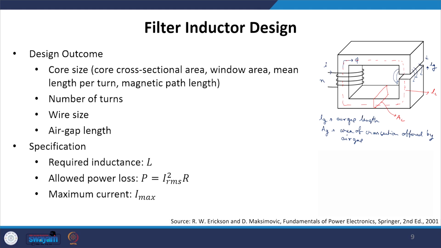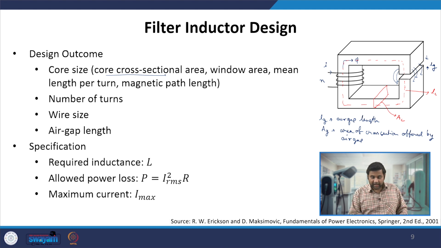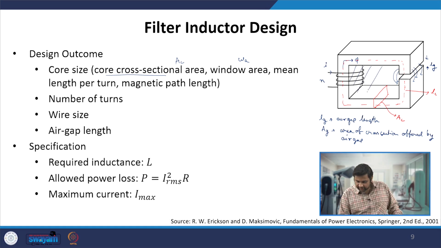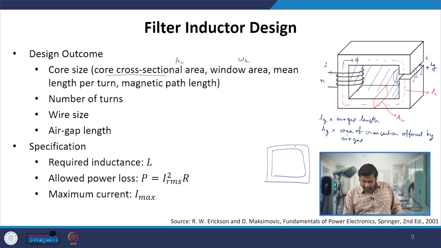Now, if we see the filter inductor design, which has a fixed DC and a very small ripple current over it, here the design outcomes are the same. The core size defines the core cross-sectional area, AC, and the window area, which is WA, same as what we have seen for the window area in the case of the transformer. If you see the U core, then the window area will be this area, only this part of the area. That means if this is the core, then this is the window area we are talking about.